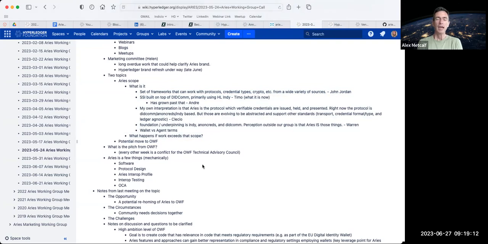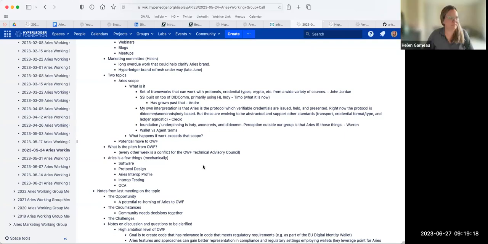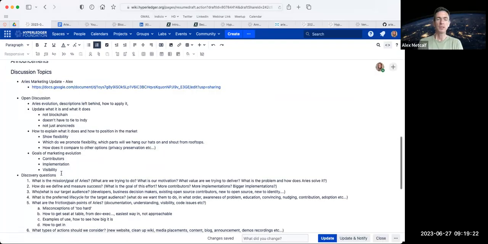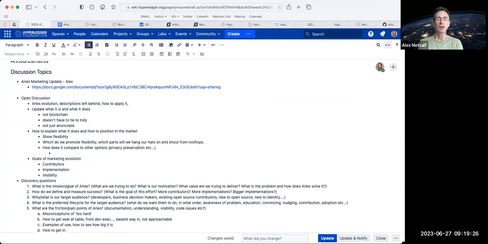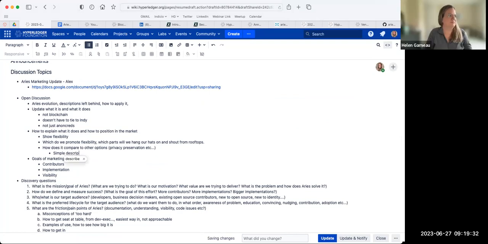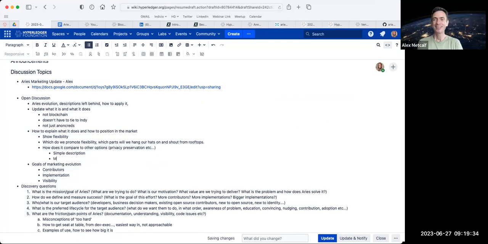But as a starting point for any level of seniority and tech knowledge, what is it? And then we can create flavors of that, but it needs to have some kind of anchor of how to make it approachable, probably using simple words, probably using short sentences, just like we talked about on Monday, Helen.